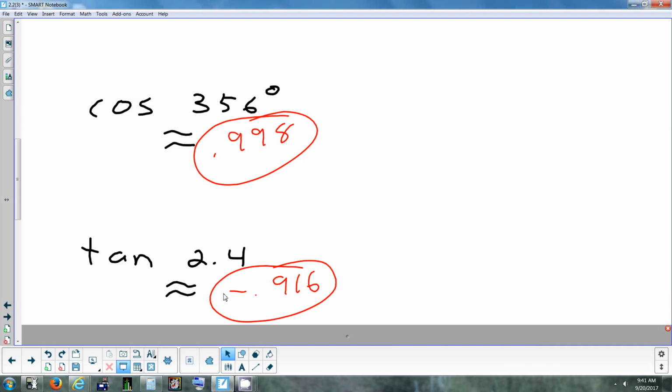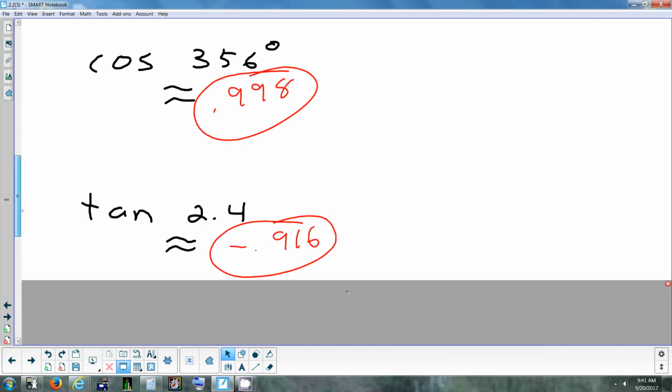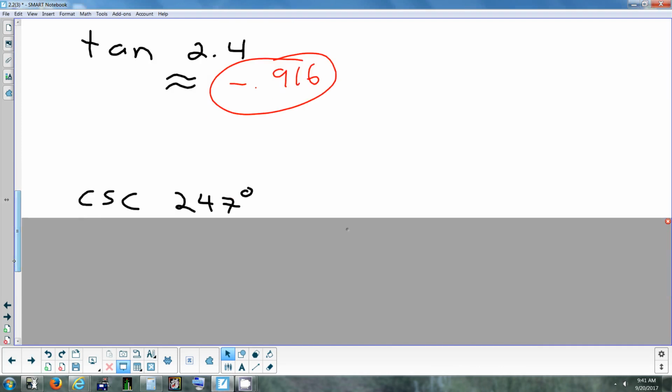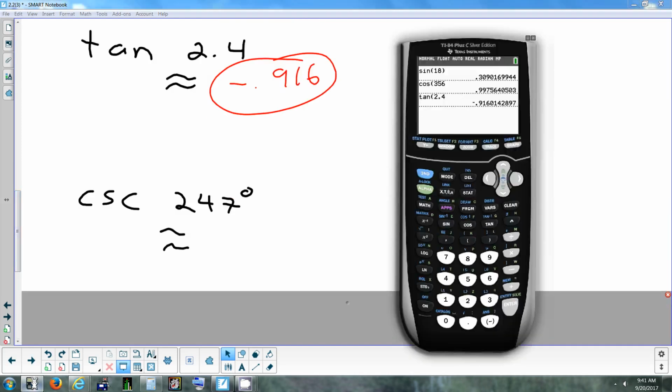Okay, so any question on sine, cosine, and tangent? Doing it in radians or degrees? All right. I want to find the cosecant of 247 degrees. What's the first thing I should do here? Yep. Go back to degrees.